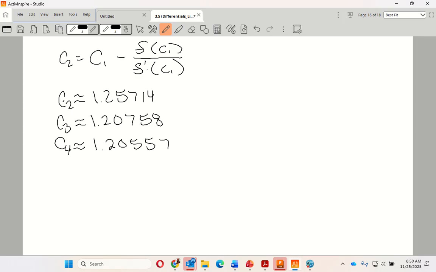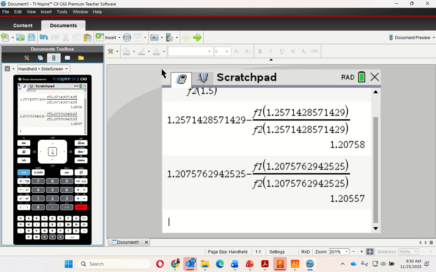What's slowly happening from here? As I keep getting closer and closer and closer, I started off with 1.5, didn't I? That was a guess. My next one went 1.2, right? And went to 1.25. The next one went 1.20. Now it's still 1.20. And so every time I do another iteration, I'm getting closer and closer to the exact answer.